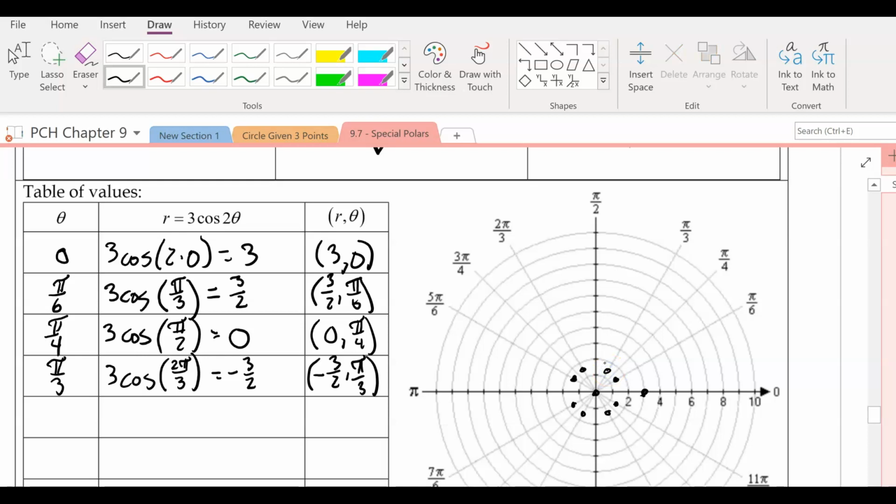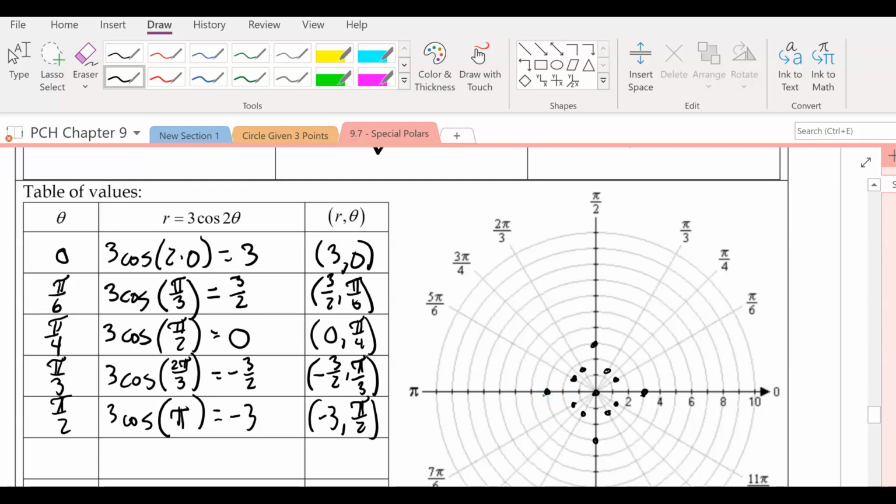All right, so continuing on to pi over 2, I have 3 cosine 2 times pi over 2 is pi. Cosine of pi is negative 1, so that's negative 3. So I have negative 3 pi over 2. So 1, 2, 3, and then I'll rotate pi over 2, puts me there. So it's also going to be at 1, 2, 3 over to there. And oh, I forgot to reflect this point over here at 3 over to there.